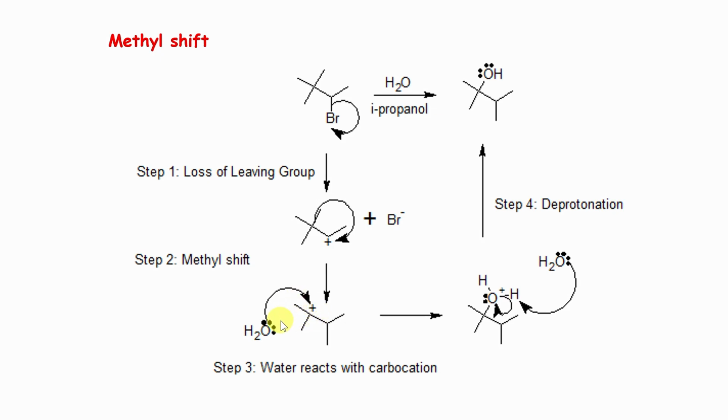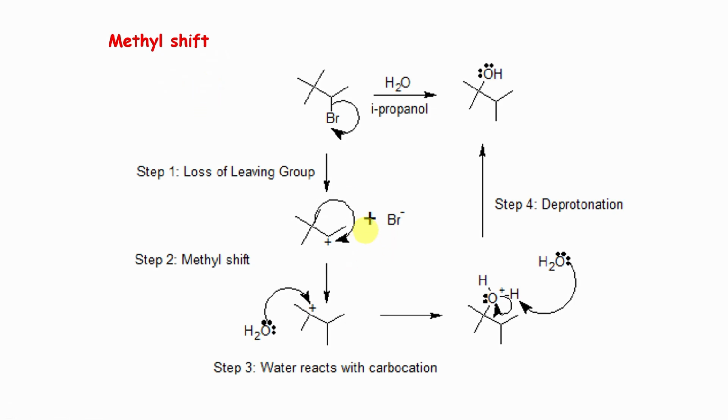And then in the next or fast step, the second step of the SN1 reaction, water, which is the weak nucleophile, attacks this tertiary carbocation, forming a protonated alcohol first, and then proton transfer to the water molecule, forming the product alcohol. It is an example of rearrangement involving methyl shift.